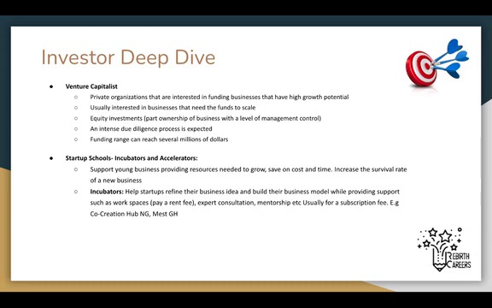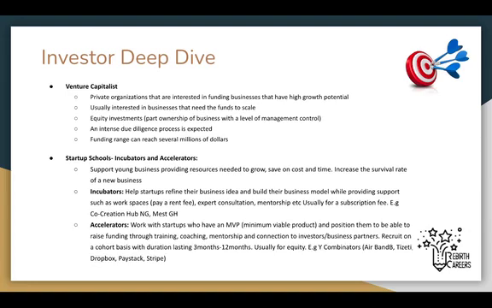They will build out your business model, provide support, as I mentioned, such as workspaces. You probably just pay a rent fee for the workspace that you have. You get access to experts, consultations, and mentorship. Common examples are Co-Creation Hub in Nigeria, and you have MEST in Ghana.